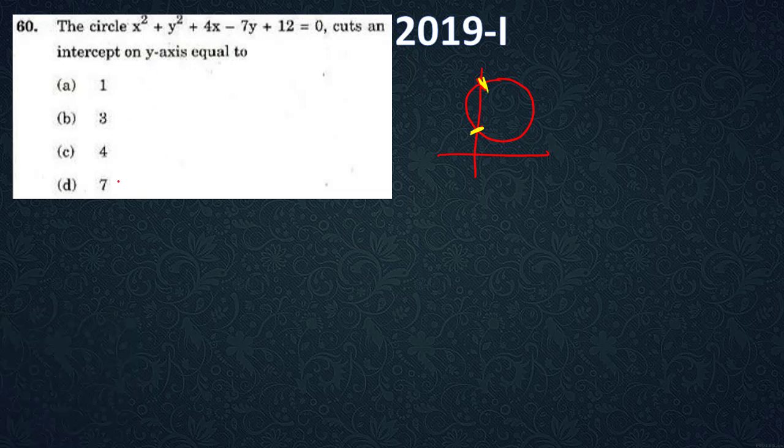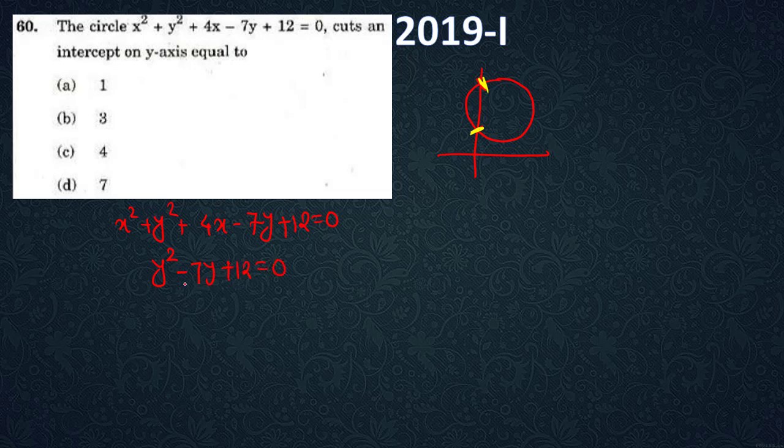So what is the equation? It is x square plus y square plus 4x minus 7y plus 12 equals 0. Substitute x equals 0. So you will get y square minus 7y plus 12 equals 0.